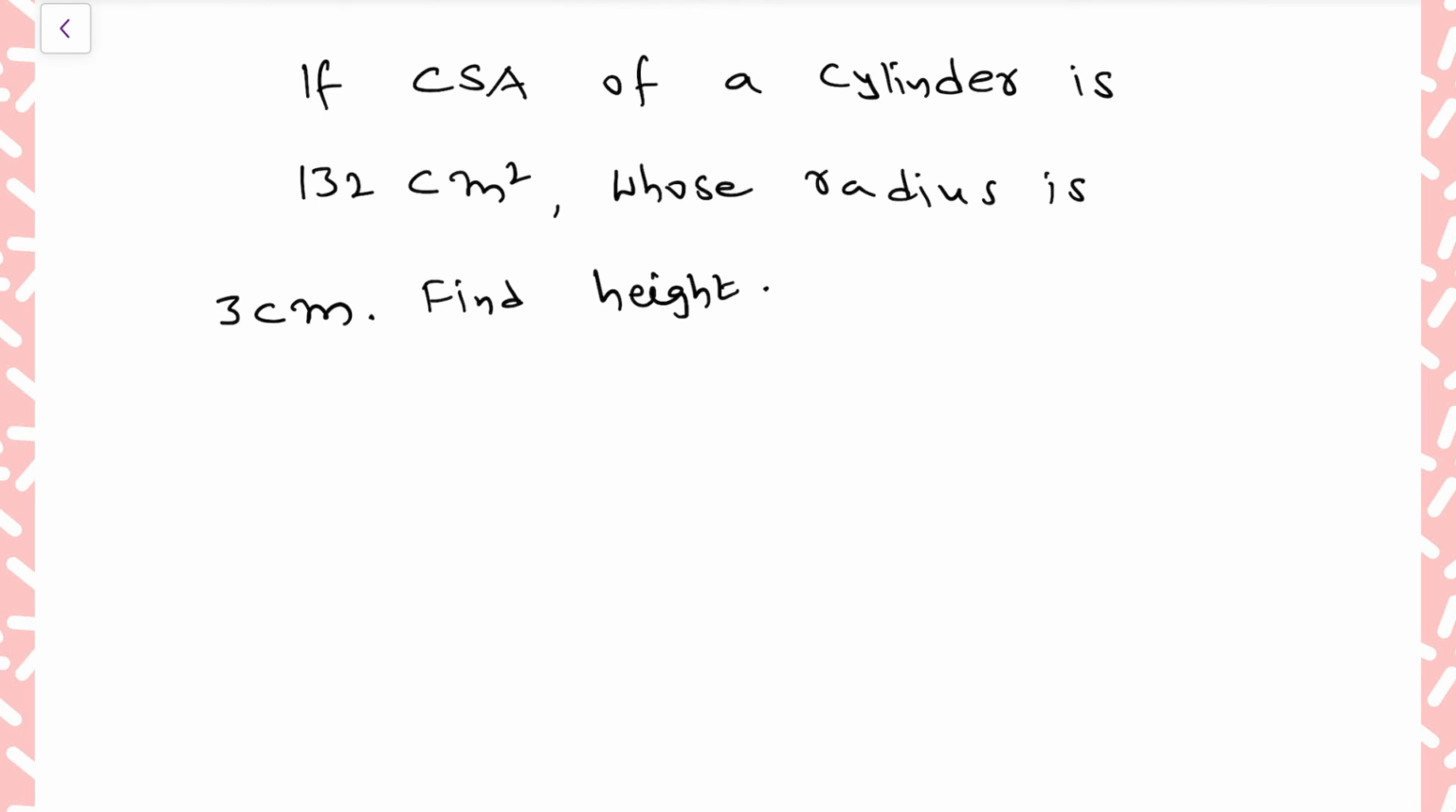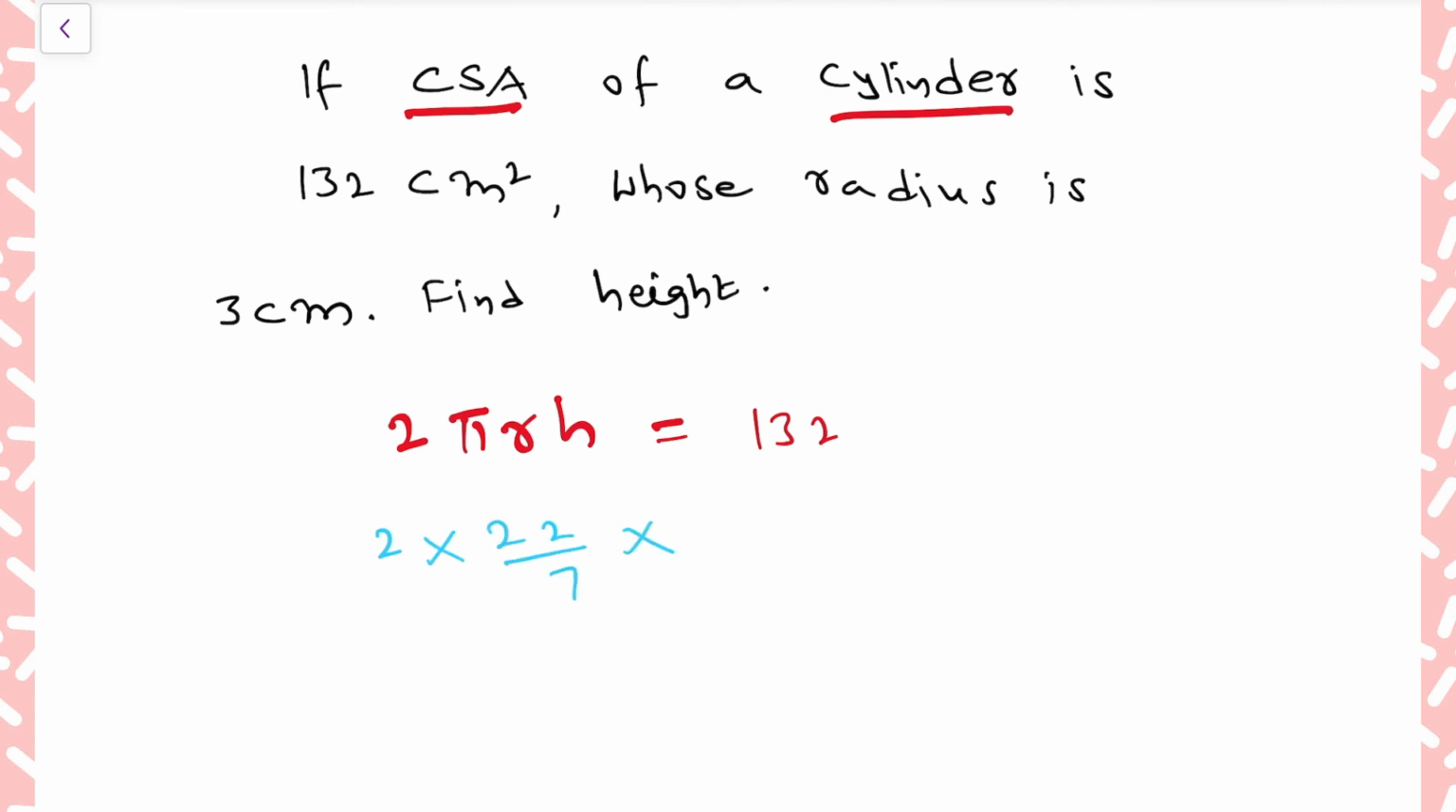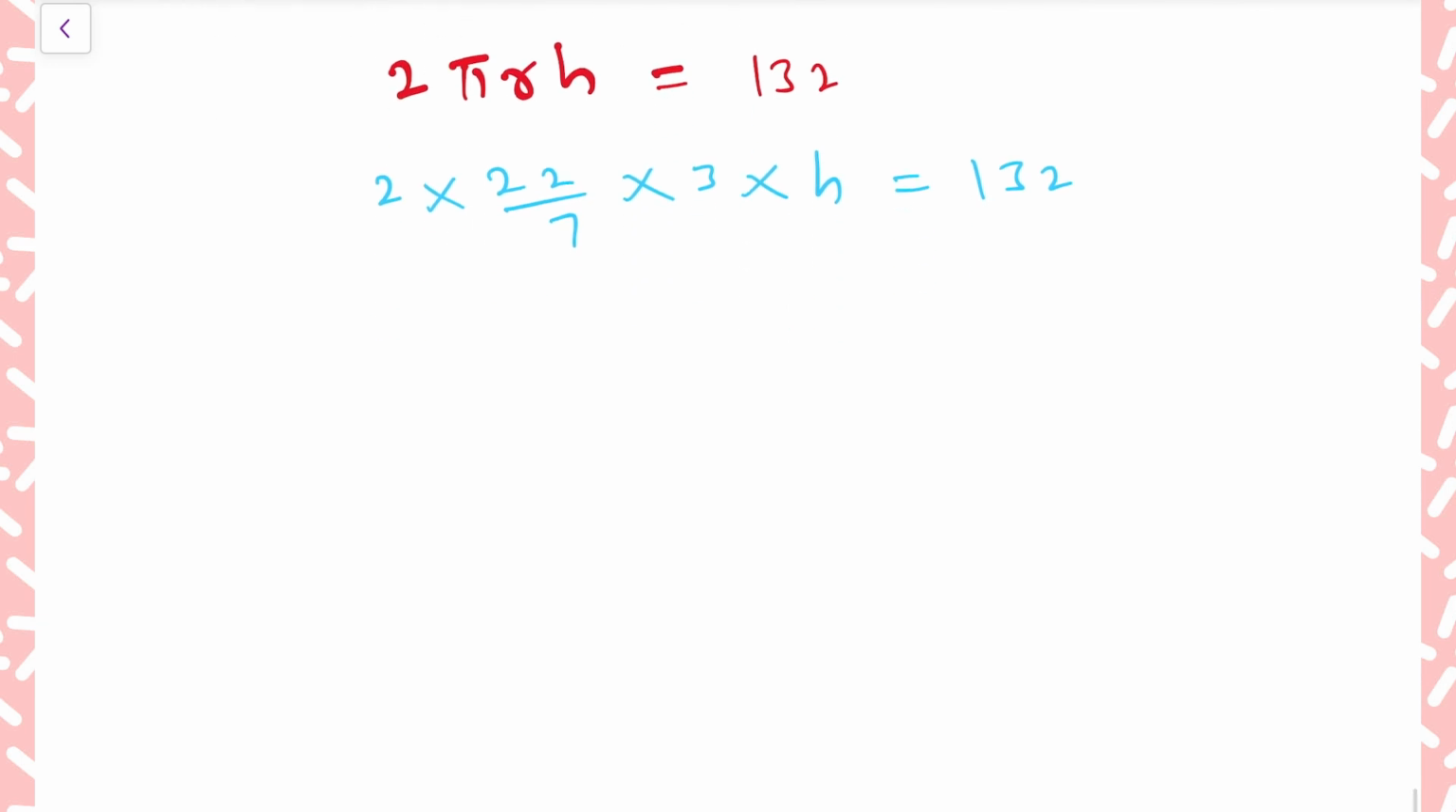Next, if the curved surface area of a cylinder is 132 centimeters square, whose radius is 3 centimeters, then find the height. CSA of a cylinder is 2 pi r h. This is given as 132. So let us substitute the numbers. 2 into pi value 22 by 7 into radius is given as 3 centimeters into height, which is the unknown number, is equal to 132. Now we need to find out the height, right?